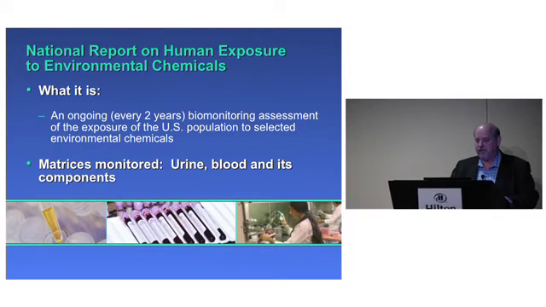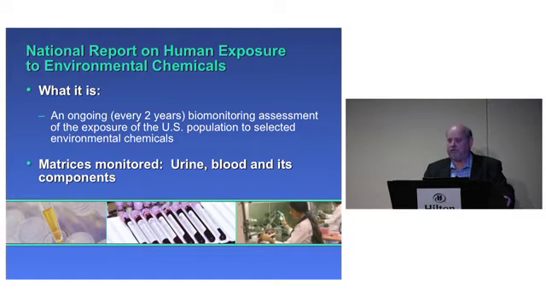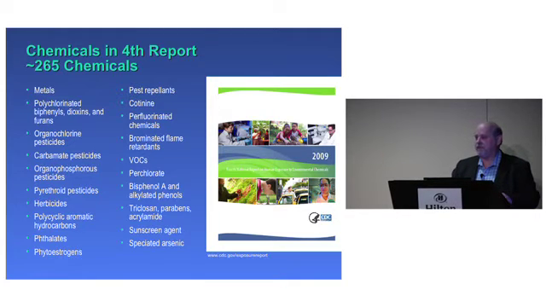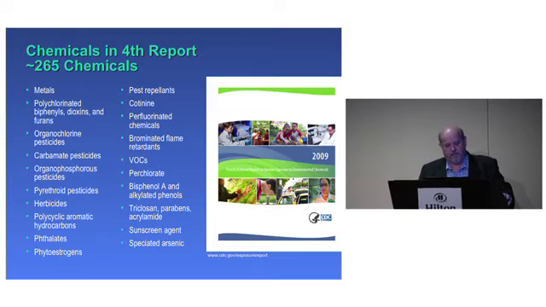It's an ongoing, every 2-year biomonitoring assessment of the U.S. population to selected chemicals, and they use urine and blood and some of its components for these various measurements. This is the 4th report, the last report that came out in hard copy anyway, and this is just the chemicals that are in that report, over 265 chemicals from all different classes that you probably all recognize. Many are new and emerging environmental contaminants of concern. A lot of others are historical ones like dioxins, PCBs. But this is an absolute treasure trove of information. It's all available for free out there on the internet, on the web.